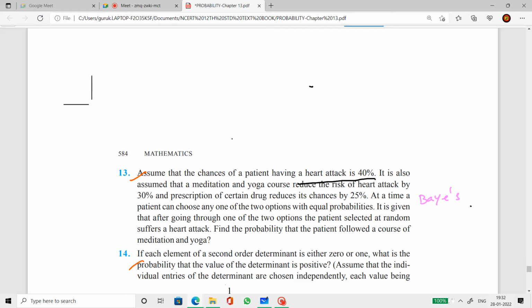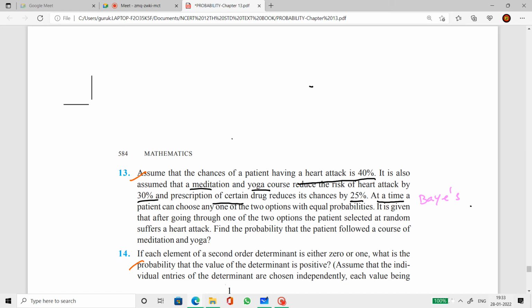Assuming that the chance of a patient having a heart attack is 40%. It is known that meditation and yoga can reduce the risk of heart attack by 30%. Prescription of a drug reduces this by 25%. So if yoga and meditation is practiced, the risk reduces by 30%, which means the risk prevails for 70%. Likewise, taking the drug will reduce the risk by 25%, so risk exists to an extent of 75%.